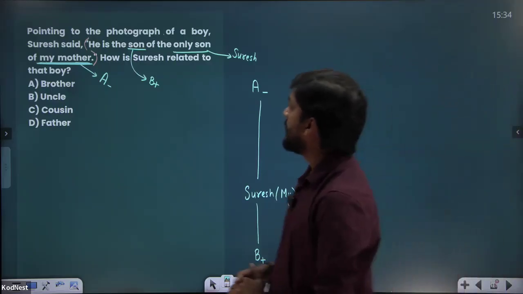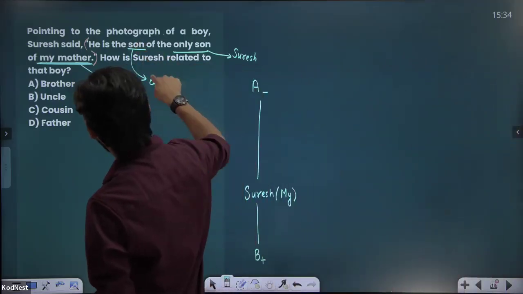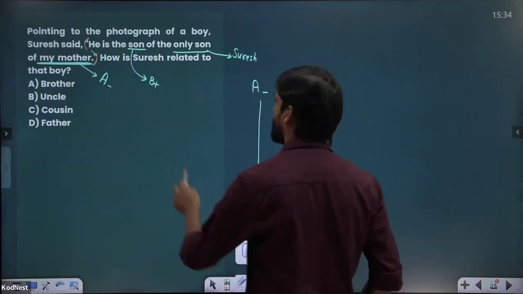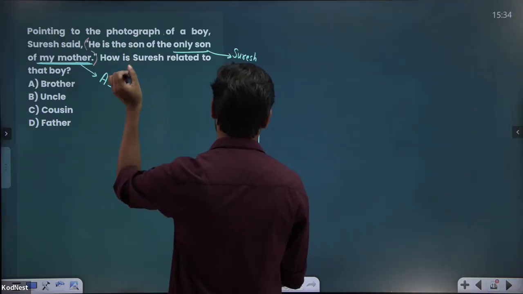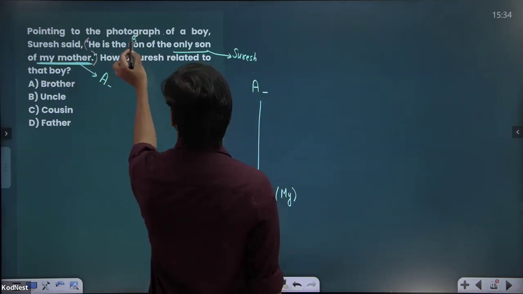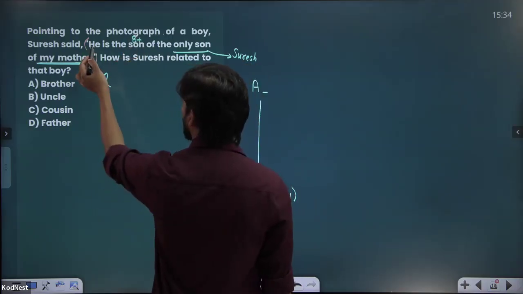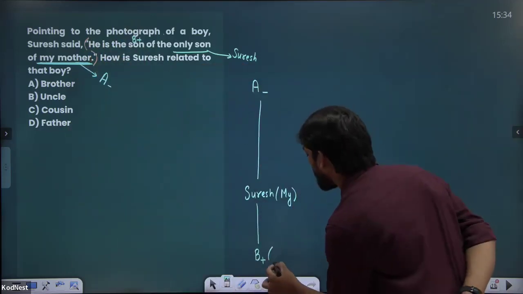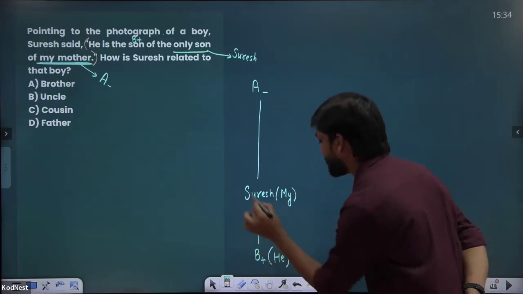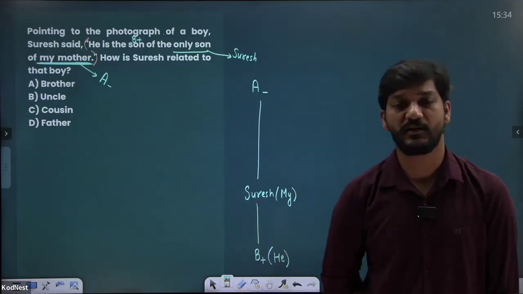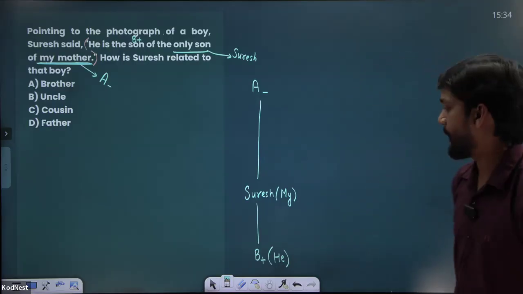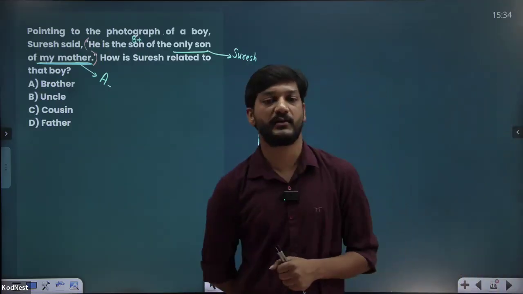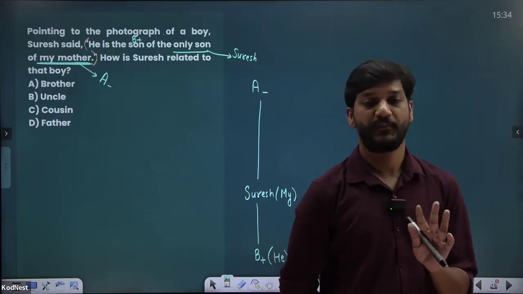Okay. Son is B plus. Let me write it there for clarification. Son is B plus. Are you able to see? He is the son. So my dear, the word he is used for B plus. Are you able to understand? Please answer that. The word he is used for B plus. Able to understand, all of you?